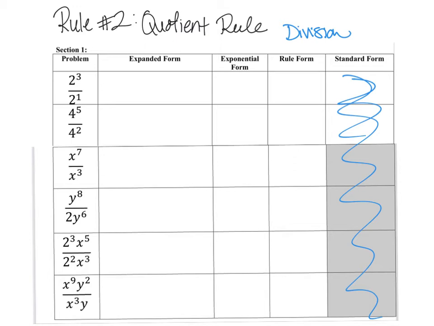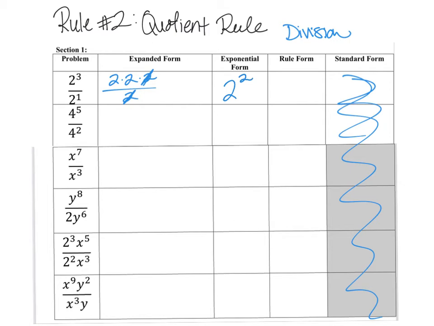So the first one, 2 cubed. That means 3 factors of 2. That means 2 times 2 times 2 over 2 to the first, which is 2. All right, now if you remember your fraction rules, you are allowed to cancel factors, like the number of factors of 2 on the top with the number of factors of 2 on the bottom. They cancel each other out. All right, so all you're left with is 2 factors of 2. So you have 2 squared. Okay, we'll come back to the rule form in a minute.